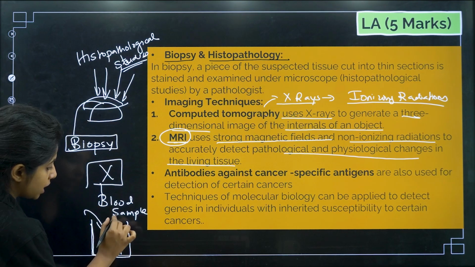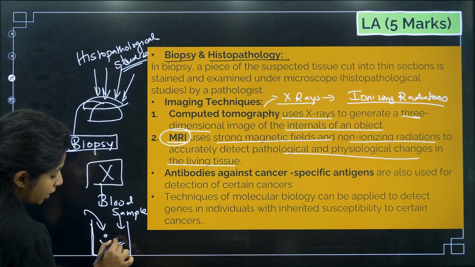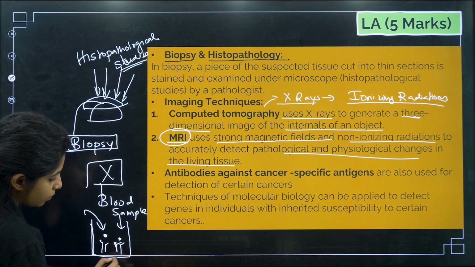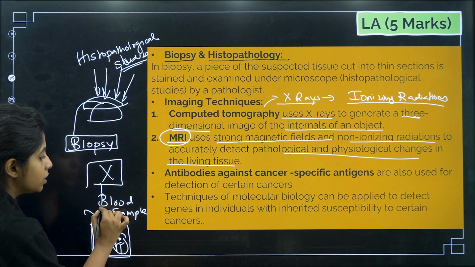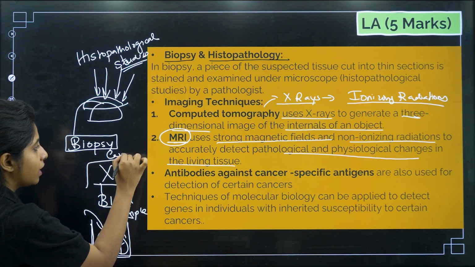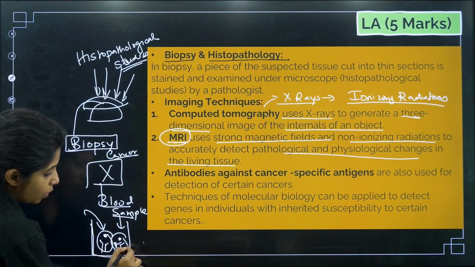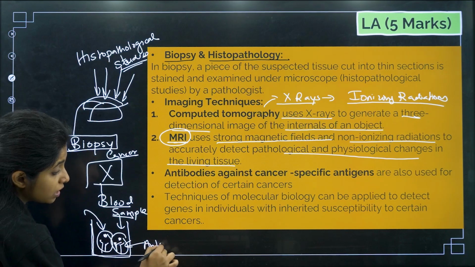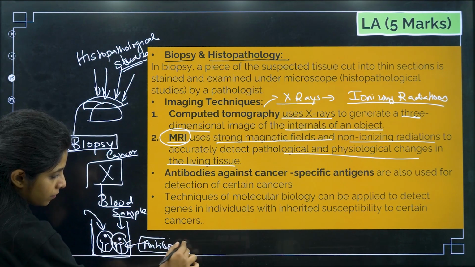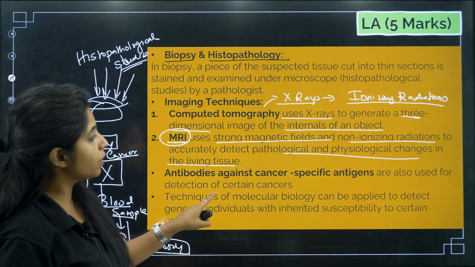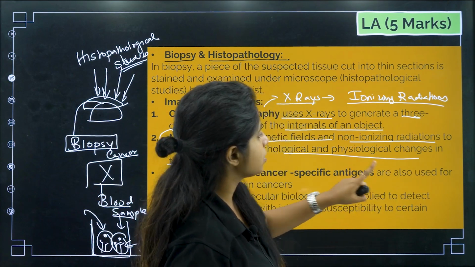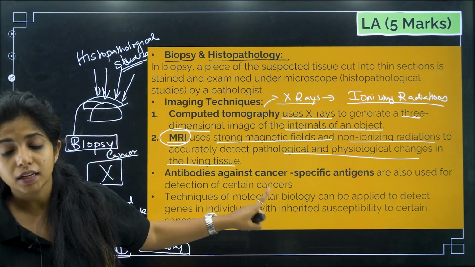When I put the blood sample, if the antigen binds to these antibodies, that means this person is also having what? Cancer, which is why it is getting bound to these antibodies, which are very cancer specific. So this is also a way. Antibodies against cancer specific antigens are also used for detection of certain cancers.